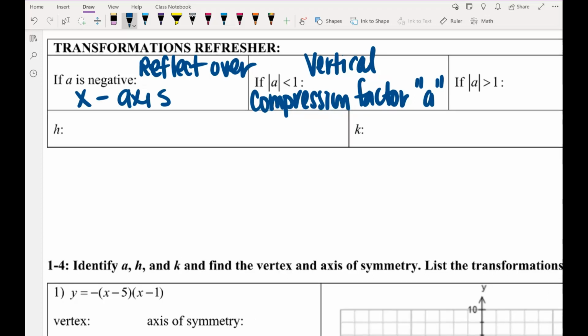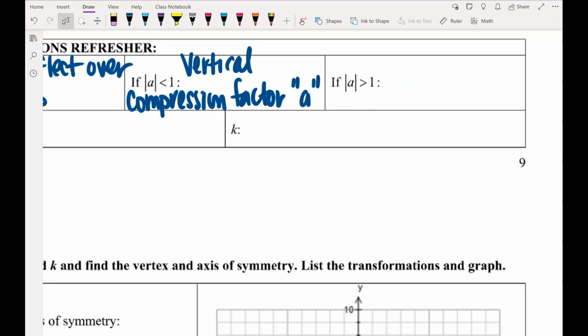Whatever a is. How about if a is bigger than 1, like we saw today, 3 and 5 and 2? What is that? Stretch. What kind? Vertical stretch. Yep, vertical stretch. I'm going to abbreviate it VS. Are you okay with that? On your homework, you can do VC for vertical compression and VS for vertical stretch. Factor: if it's 3, then you write factor of 3. If it's 5, then you write factor of 5. So whatever a is, factor of a.